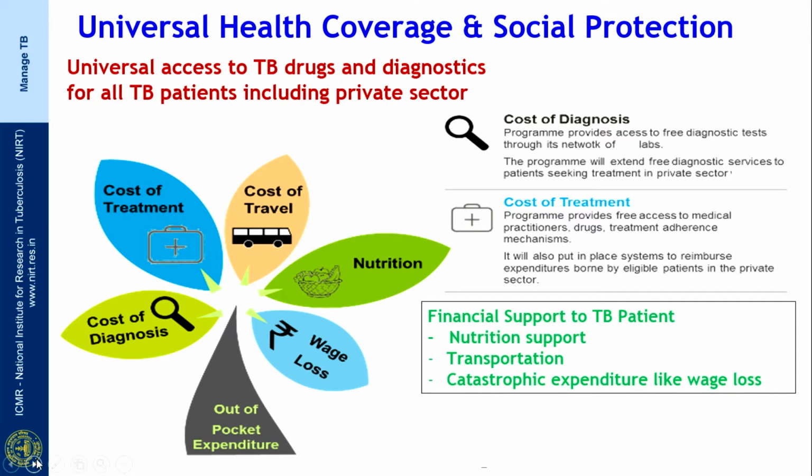Then for catastrophic expenditure like loss of wages, different schemes are ongoing by the state governments or different local health bodies, so that different social schemes will address the cost incurred from the loss of wages or other things.